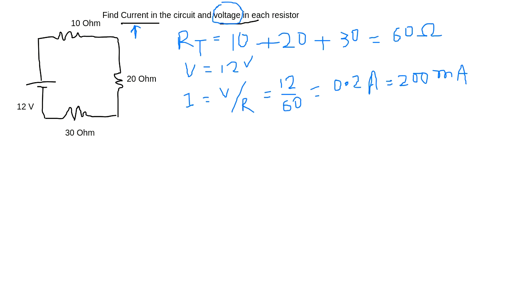Very simple. In one circuit the current is the same, so here it is 200 milliampere, and here also the same current. Now I want to calculate the voltage in the 10 ohm resistor. We will use Ohm's law. V equals IR, right? The voltage in the 10 ohm resistor is how much? I into 10 ohm.